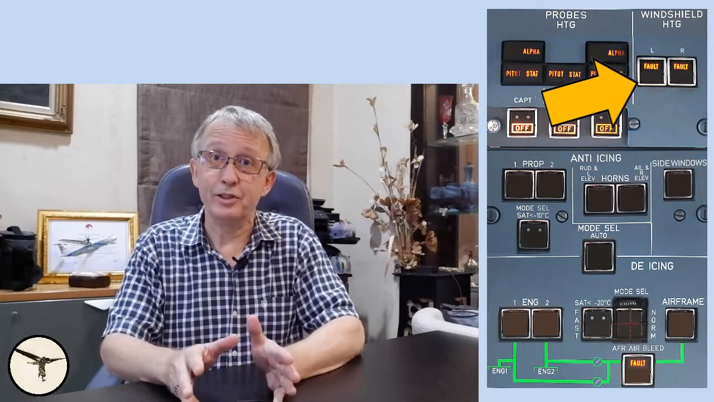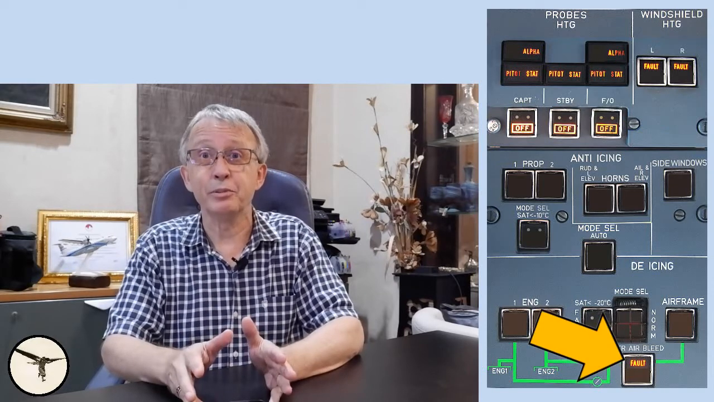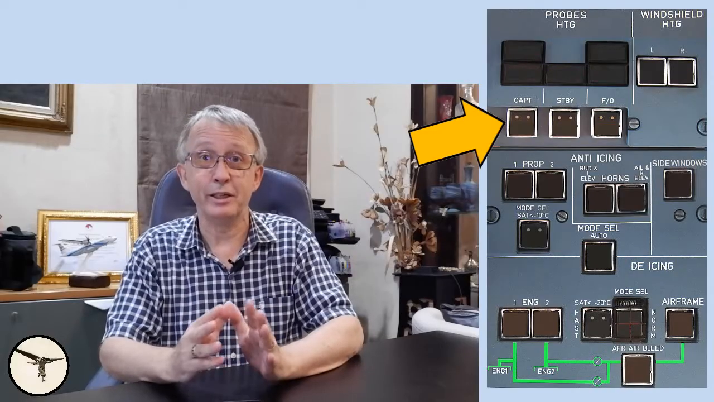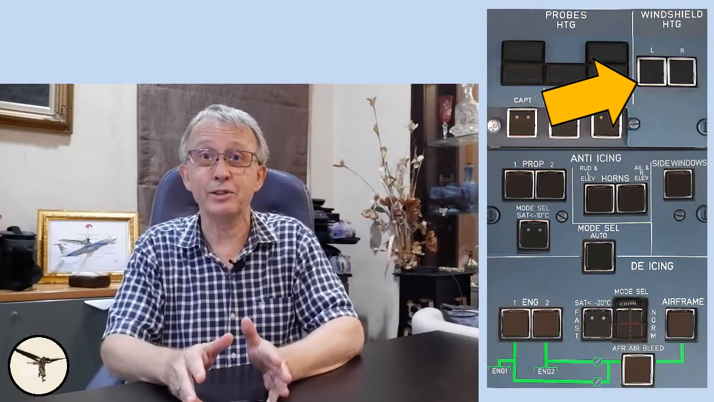Before we start the engines, the ice protection panel looks like this. Probes heating are off, windshield heating is selected on but is not powered, and airframe air bleed is not pressurized. After starting the engines, the panel looks like this. Probes heating are selected on, windshield heating is active, and airframe air bleed is active.